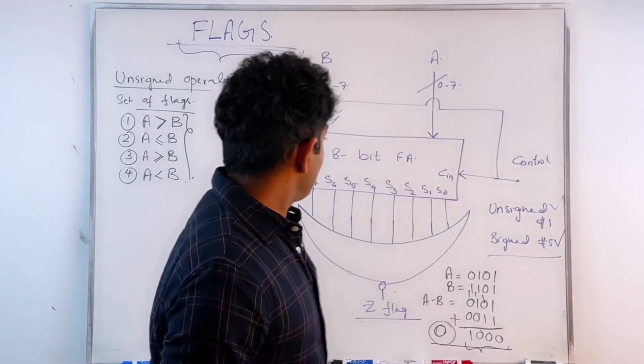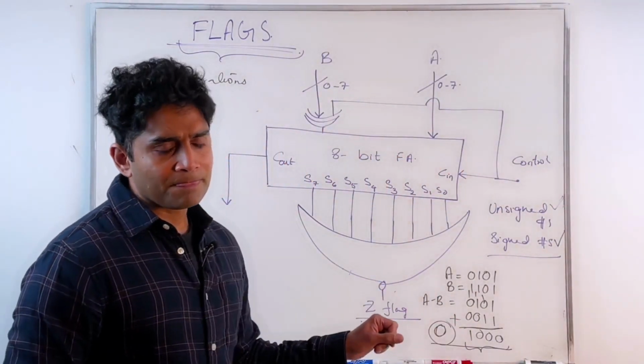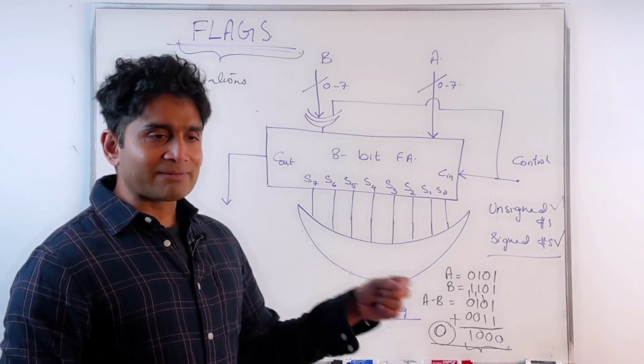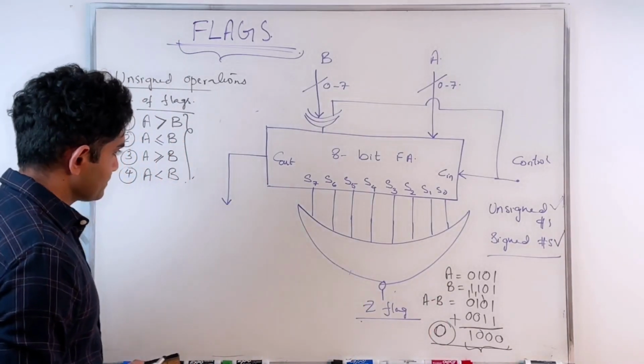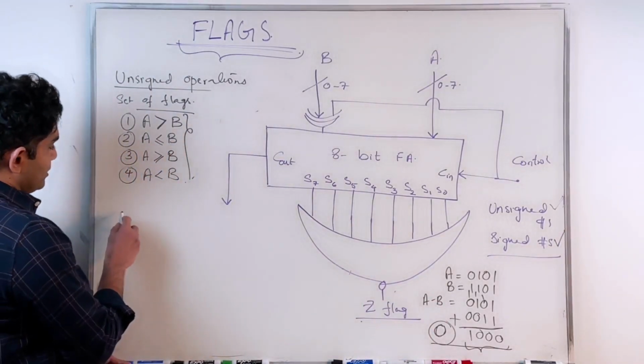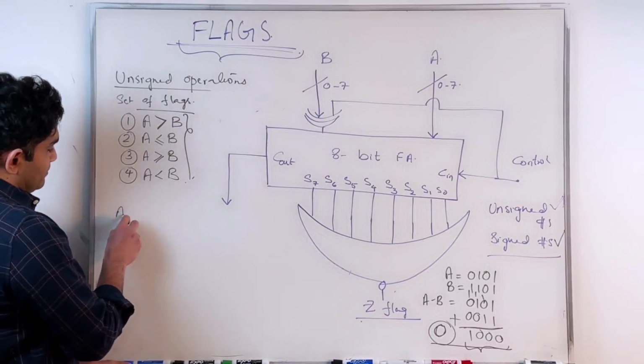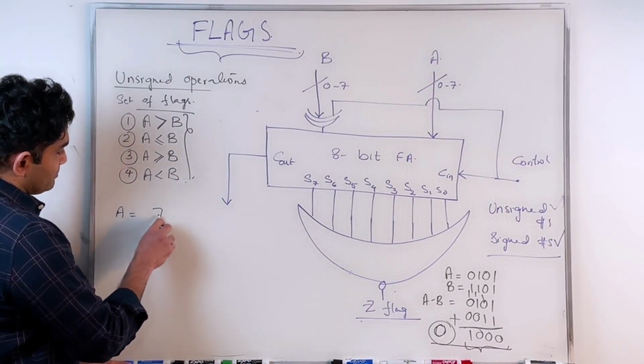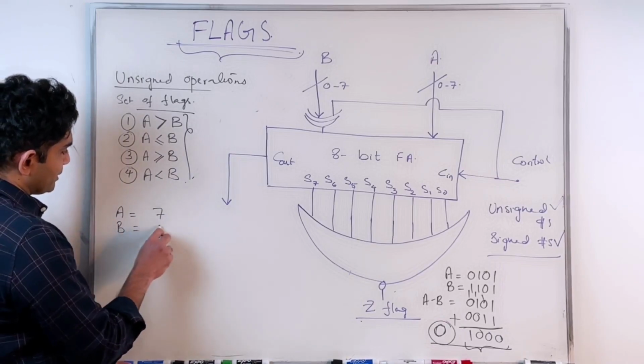That's one thing. You can also look at this alternatively. You can also look at it this way. Let's say A is 7, B is 3.